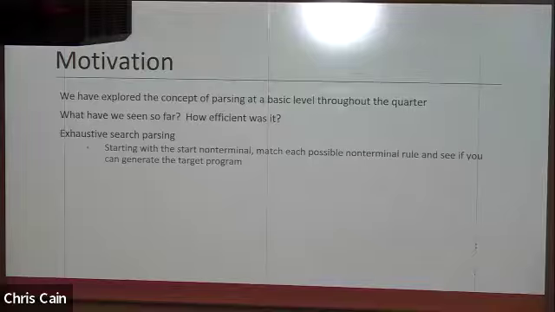So we had exhaustive search parsing, which was disgusting. Start with the start non-terminal, match each possible non-terminal rule, and see if you can generate the target program. Now that we've seen Turing machines, it seems like you just start generating programs, generate every possible program, and hopefully it eventually generates your program. It seems like a great approach for a compiler, right?